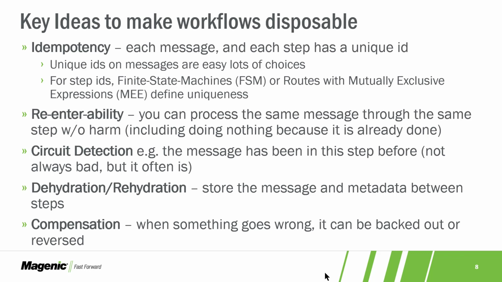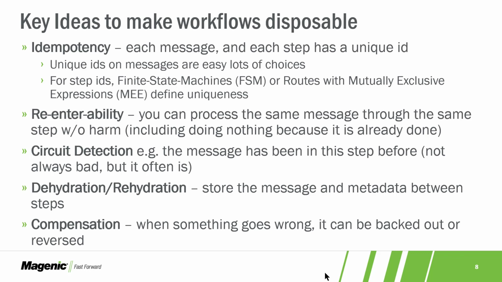So here are the key ideas behind what it takes to make workflows disposable. Idempotency, right? Each message that passes through the system should have a unique ID that allows us to detect if something's been there before. Each step should be uniquely identifiable, either by itself, that is, the step in question knows what step it is, which is often the case in finite state machine engines, or the message itself carries along with it its desired step target. What should happen to me next?